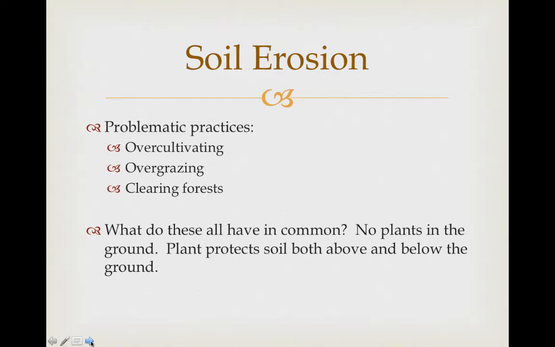And then the same thing can happen when you do what's called clear cut of forest, which is where you basically cut everything down, no roots in the ground, topsoil washes away, nothing can grow again.